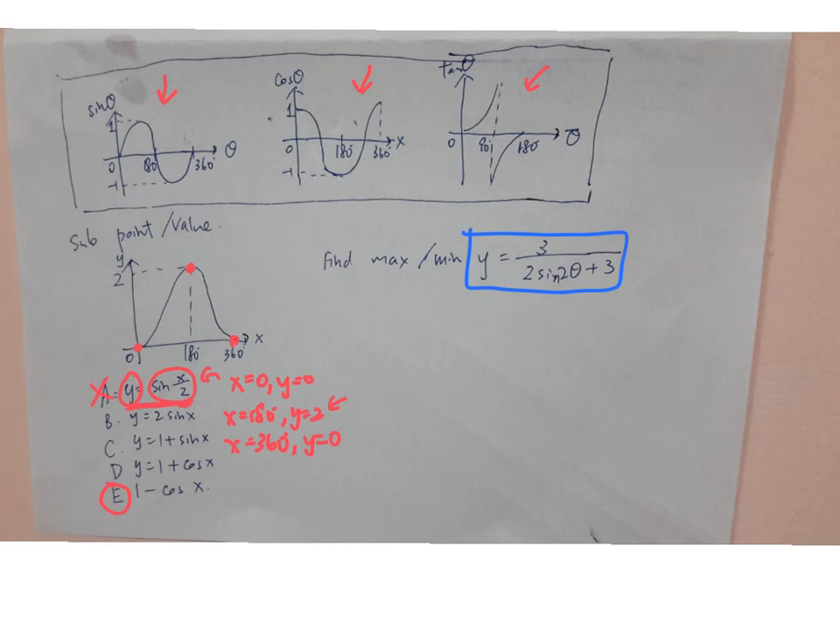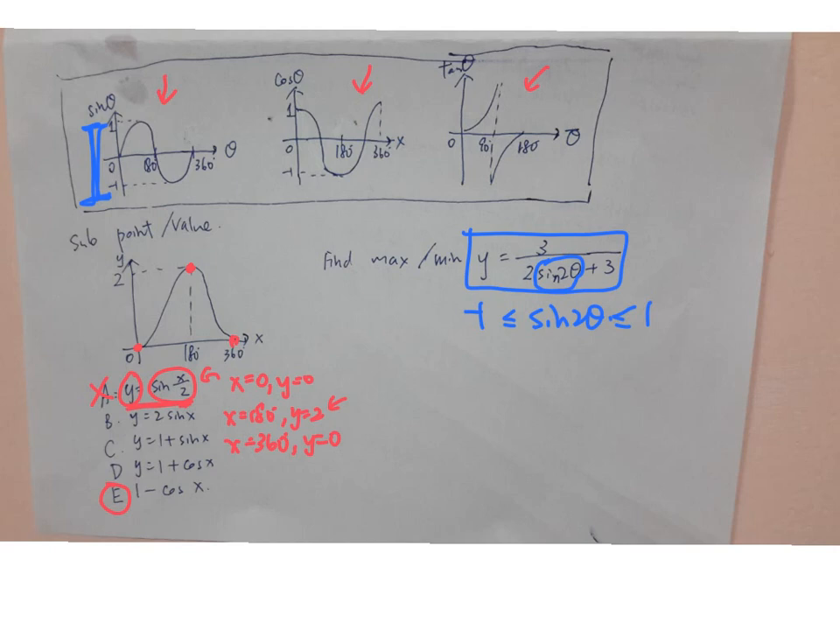So first of all, you have to focus on this one, sine 2 theta. If you observe the graph, you know that sine theta can only be between 1 and -1. Can only be between 1 and -1. So this one is within 1 and -1.